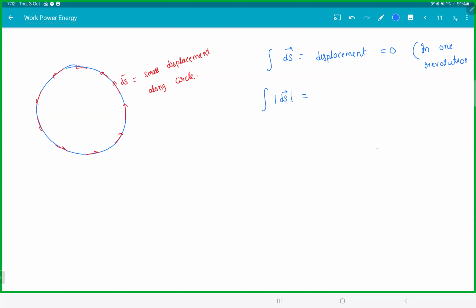But what is integral mod ds bar? This is the magnitude of each piece, isn't it? You're adding the length of each piece. So what will you get? This is distance. This is 2 pi r.